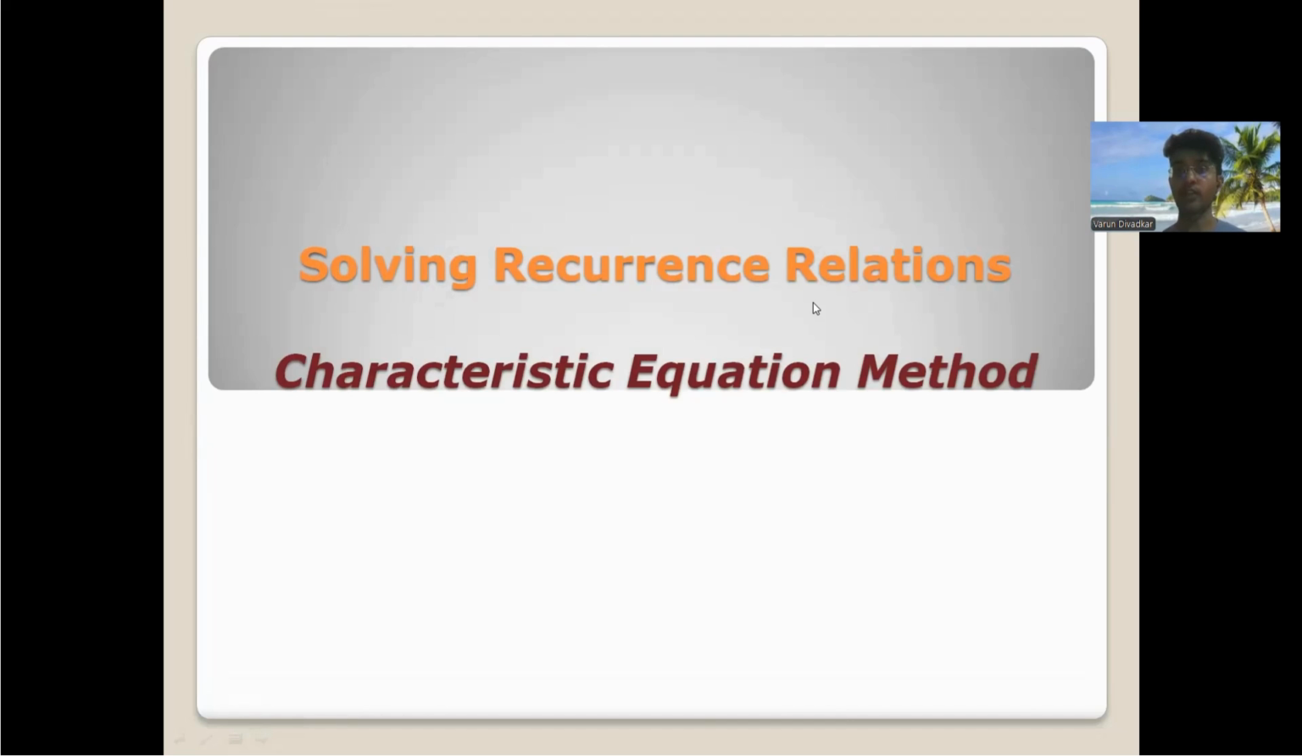We are looking into recurrence relations. In the previous videos, we talked about the overview of recurrence relations, the types of recurrence relations, and the different ways in which we solve them. In one of the last videos, we discussed solving recurrence relations using the iteration method. Solving a recurrence relation typically means finding the closed form solution to the sequential expression. In this video, we're going to look at solving recurrence relations using another method called the characteristic equation method. So let's jump straight into the whiteboard.